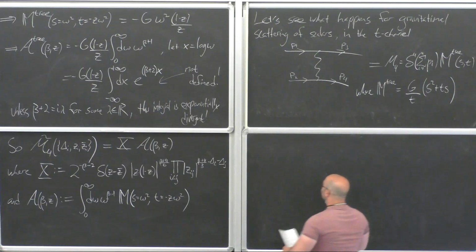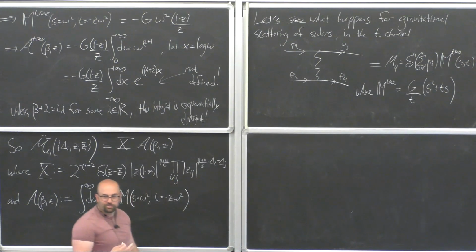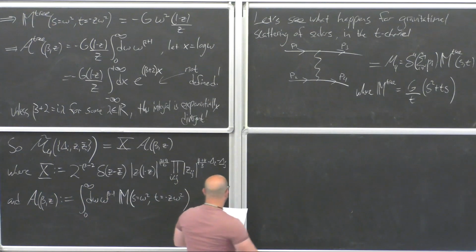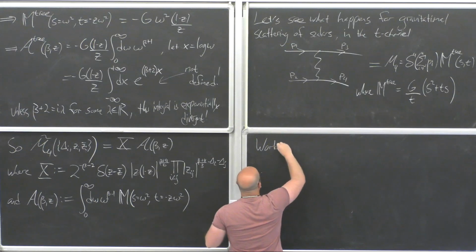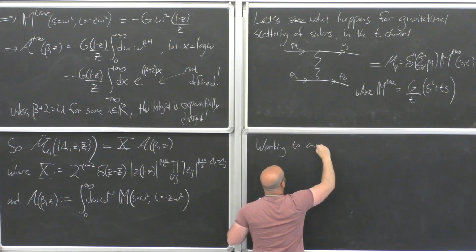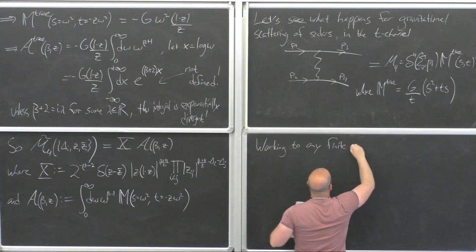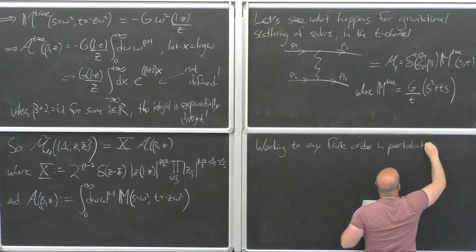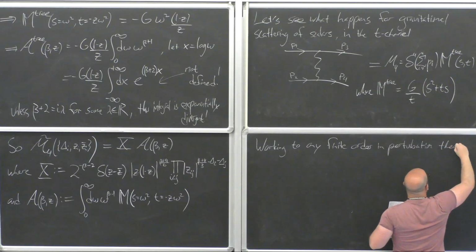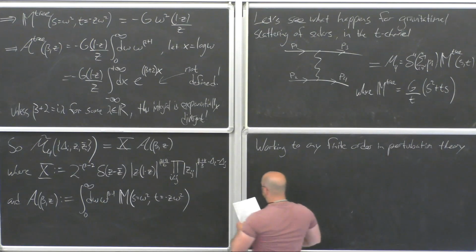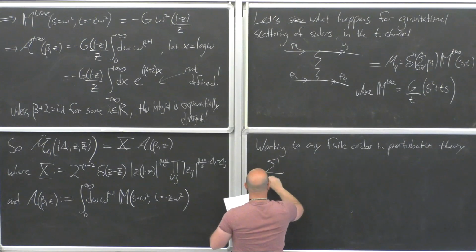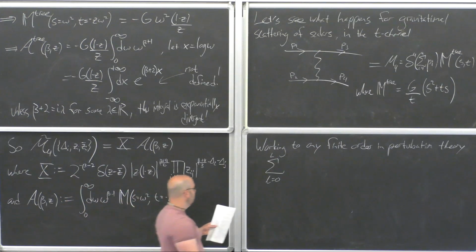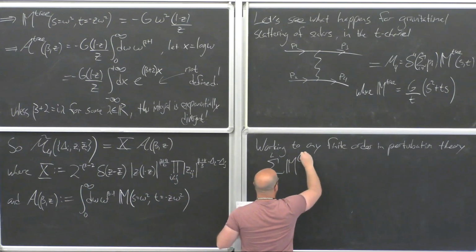So you might think, well, okay, maybe if I add some loops into the game, I can start trying to tame this. So working to any finite order in perturbation theory, so let's say we're going to sum contributions up to big L loops of our 4-point amplitude.